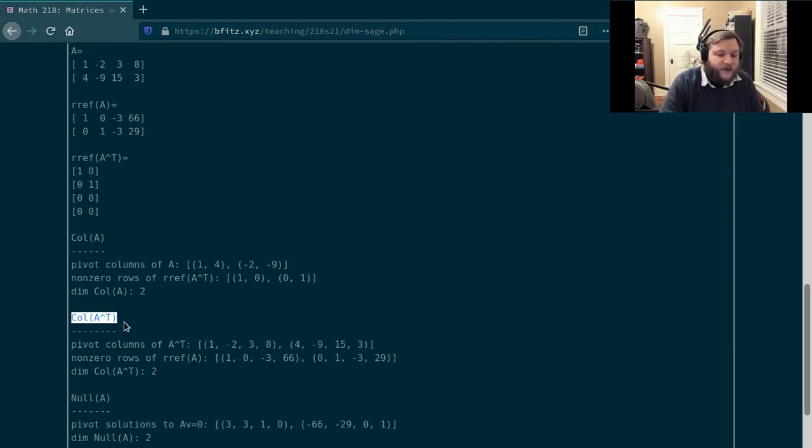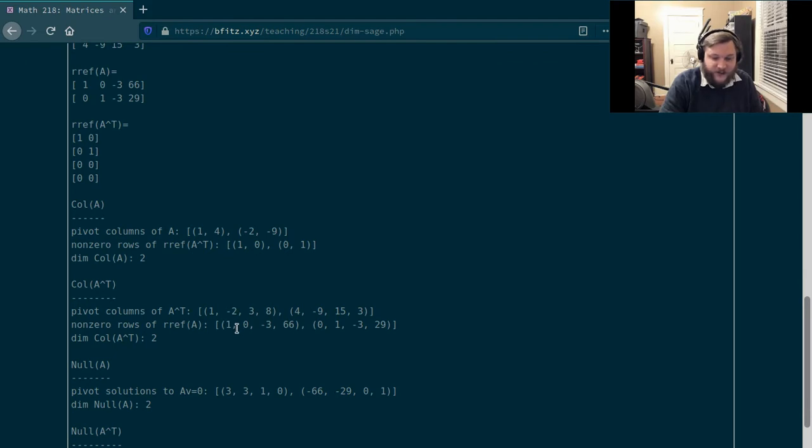What about the row space? Here we get 2 bases for the row space. And the thing I'm interested in now is the fact that they both have 2 vectors in them. Again, that's the rank, and that's the dimension of the row space.